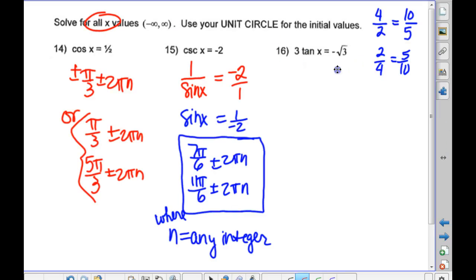All right, what about 16? First step, anybody? Divide by 3. Now, tangent is the one that's a little bit tricky. And this one is particularly tricky. I always think of this as before this was rationalized, it used to be 1 over the square root of 3. Does everybody see that? 1 over the square root of 3 would have become square root of 3 over 3. And either the top or the bottom is negative.